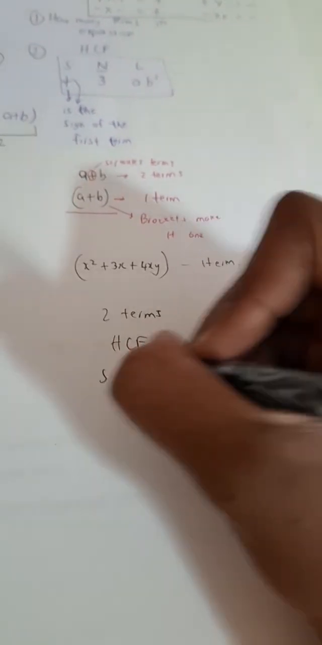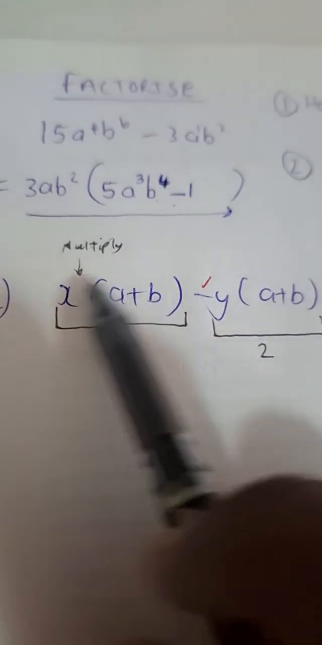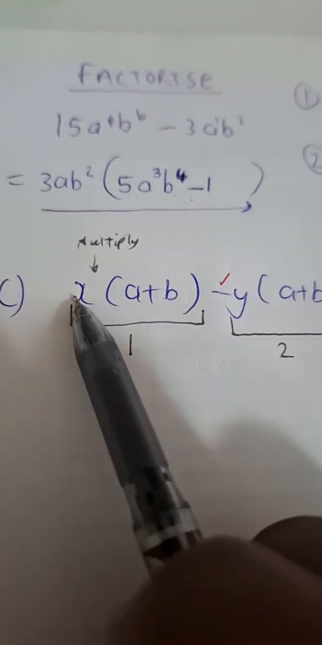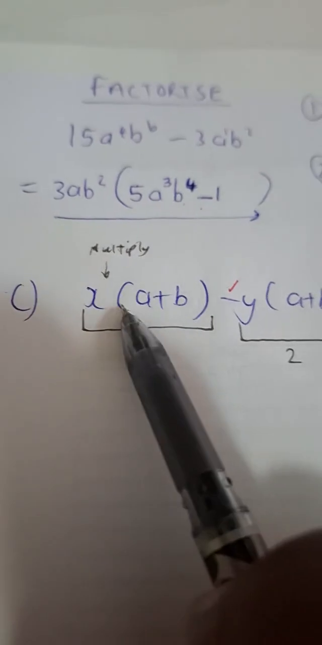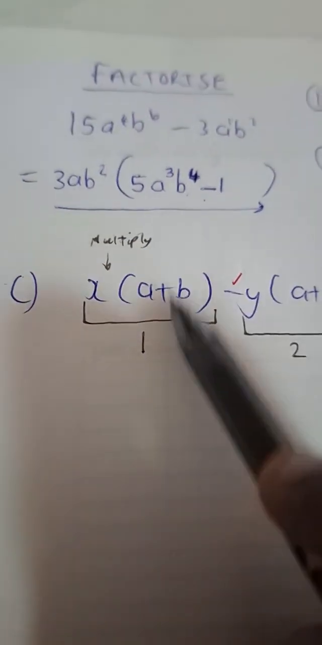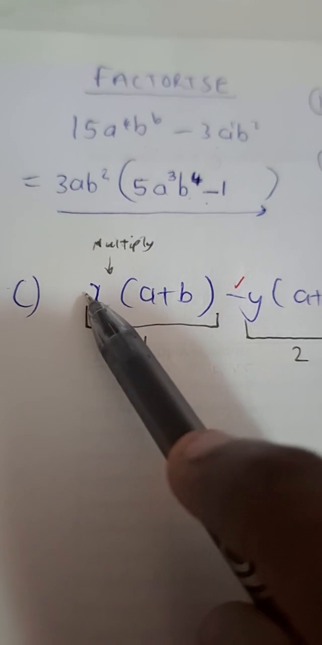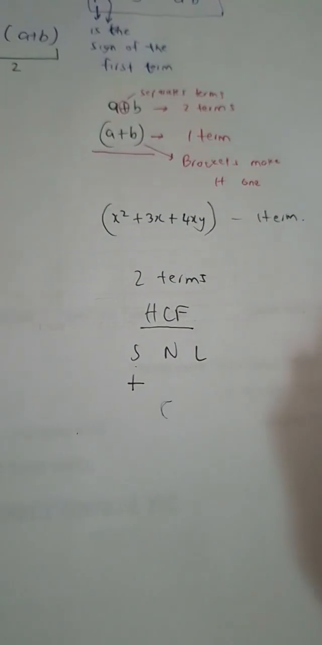So HCF, highest common factor: sign, number, letter. So let's look at this. The first term has a variable x, and then it has a bracket a plus b, but as far as the sign is concerned, it is a positive something, because here I can see the coefficient, it's not negative, it's actually positive. So that means our highest common factor sign is plus.